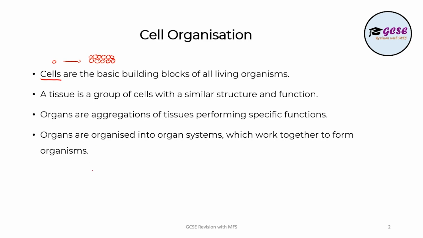So what you basically need to know is that we've got a cell as the simplest building block, a group of cells performing a similar function makes a tissue, a group of tissues forming a similar function groups into an organ, a group of organs performing a similar function is then grouped into an organ system, and then the organ systems group together to form an organism.